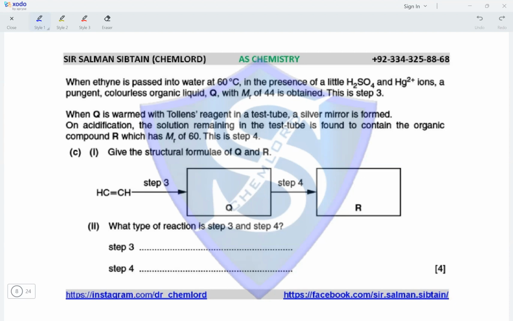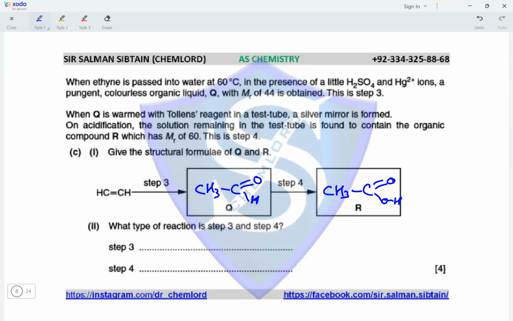So we've got a 2 carbon ethyne, which is converted into an aldehyde. So the aldehyde should be CH3CHO. And in order to check if this is correct, we calculate the MR. So 12 times 2 is 24, 24 plus 16 is 40 and plus 4 is 44. So this is correct. And it is converted into a carboxylic acid, which would be CH3COOH, and 44 plus 16 gives 60.